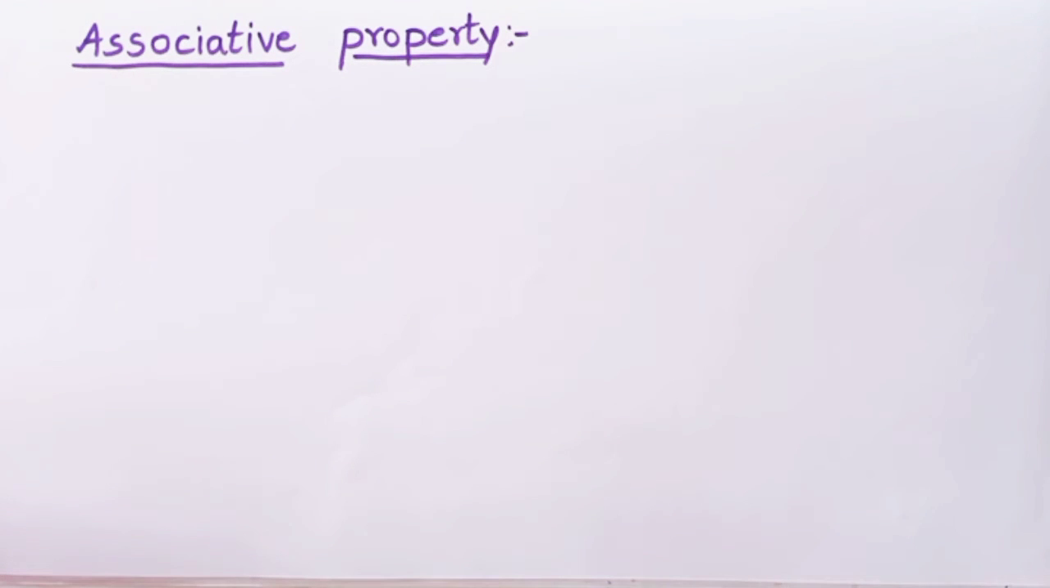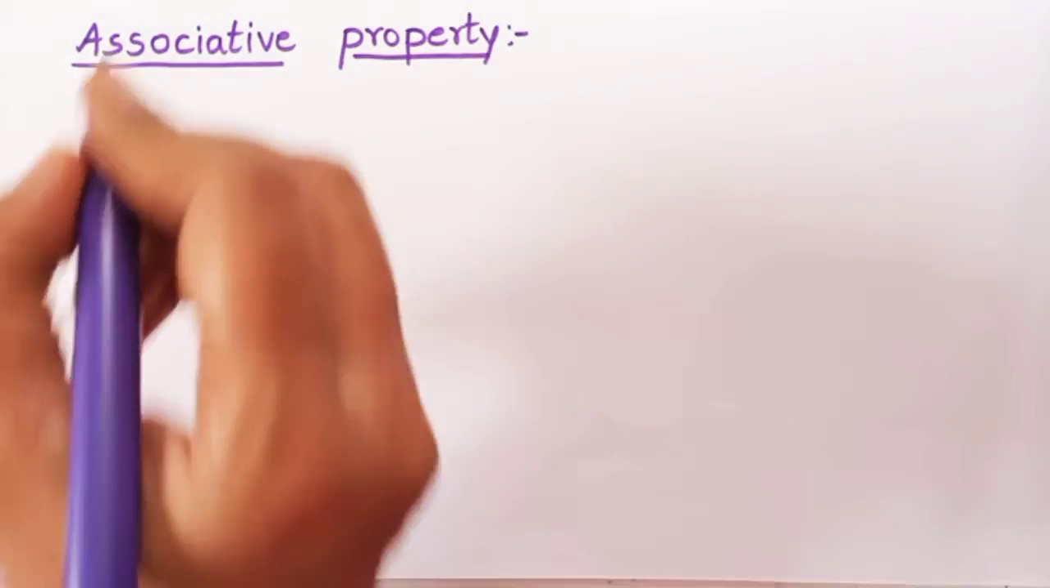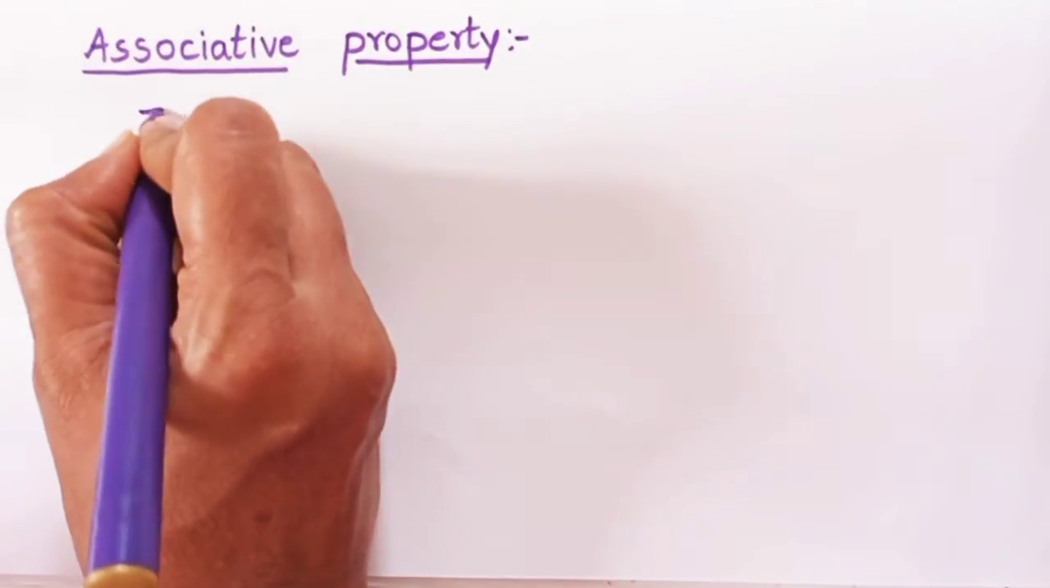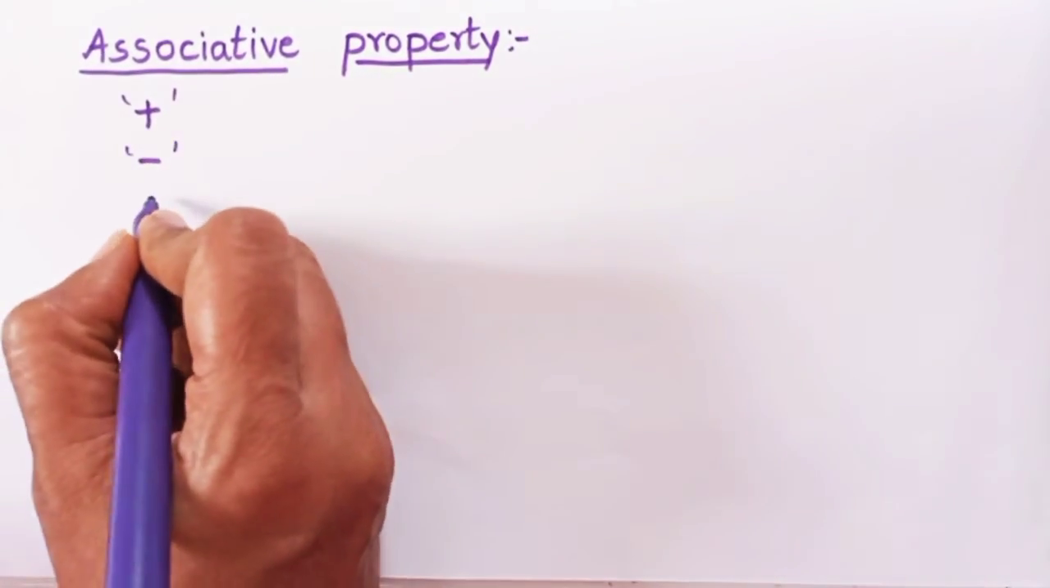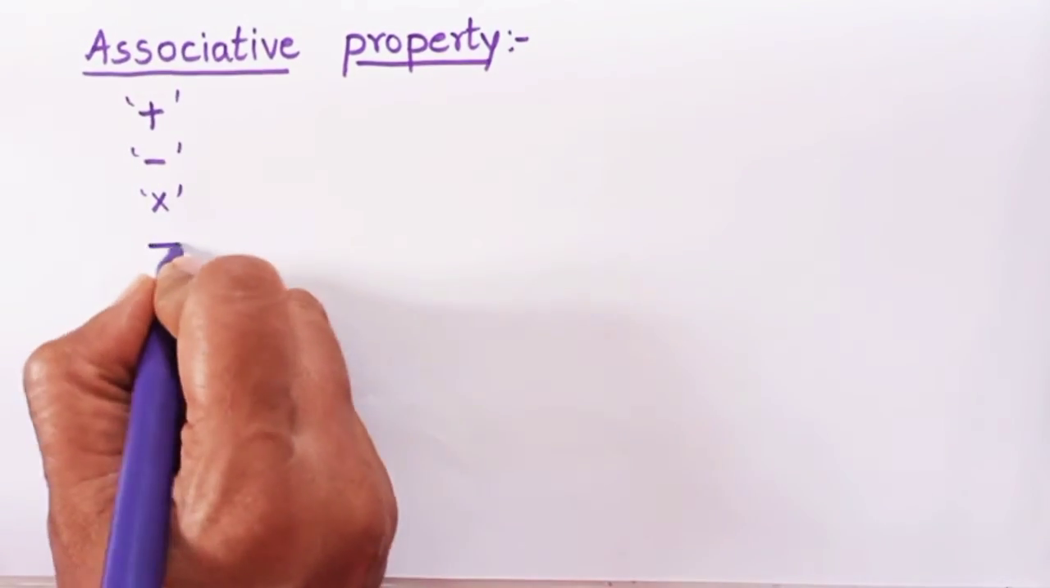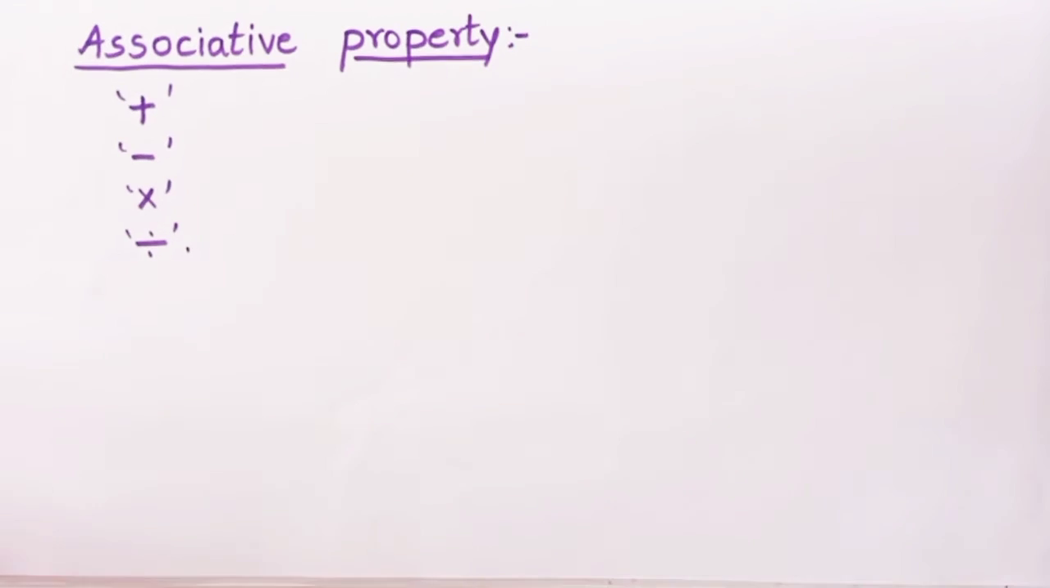As usual, first we will be checking our associative property for whole numbers, then for integers, and then we use rational numbers and check this associative property. Let me first tell you what this associative property is. This is also checked for all the four operators, that is for addition, subtraction, multiplication and division. For all these four operators, we are going to check the associativity.